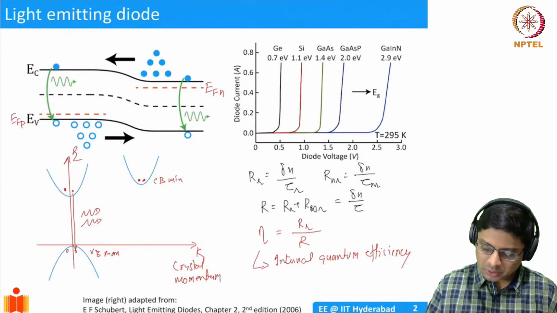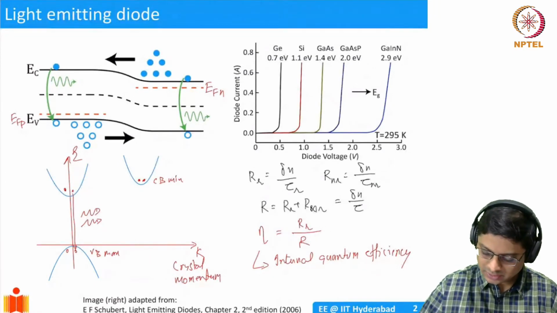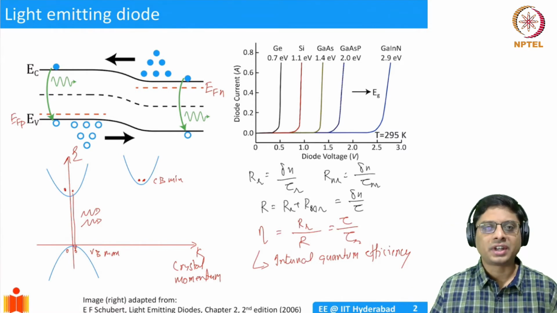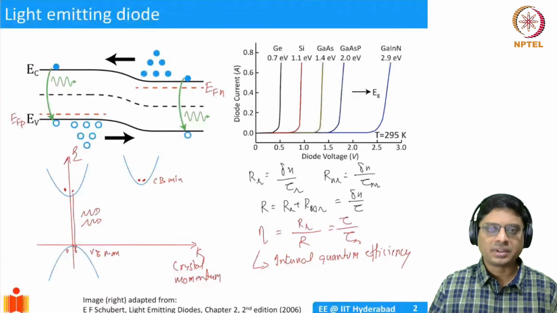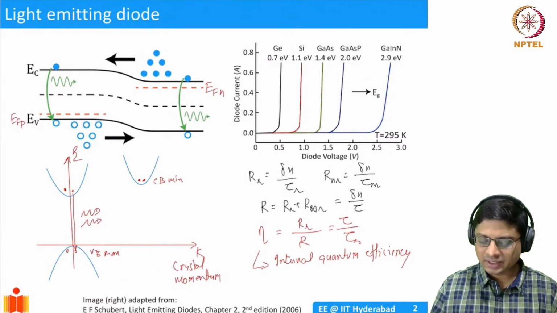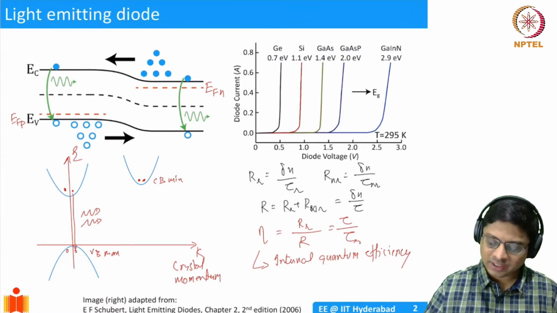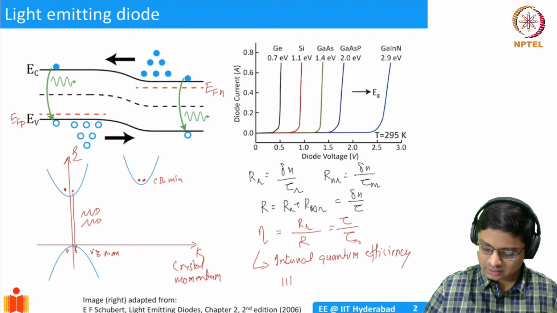Okay, and if you want to talk in terms of lifetimes, so R is inversely proportional to tau, so you could always write this as tau, and radiative rate is inversely proportional to tau R, so I'll write it as tau R here. So if you have a very short radiative recombination time, it will emit a lot of photons. And direct bandgap semiconductors have a very short radiative recombination time. That's why the radiative recombination rate is higher. Okay, so this is the main difference between direct and indirect bandgap semiconductors, because of which direct bandgap 3-5 semiconductors are useful for LEDs.